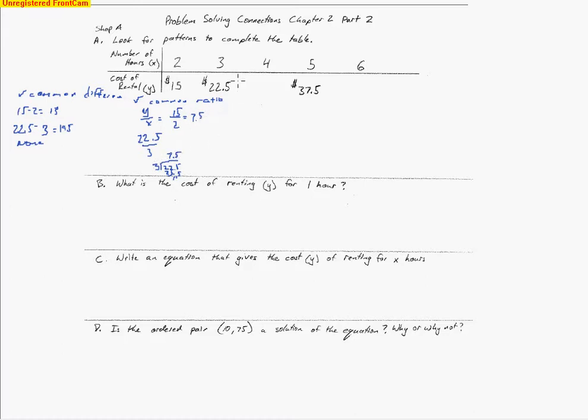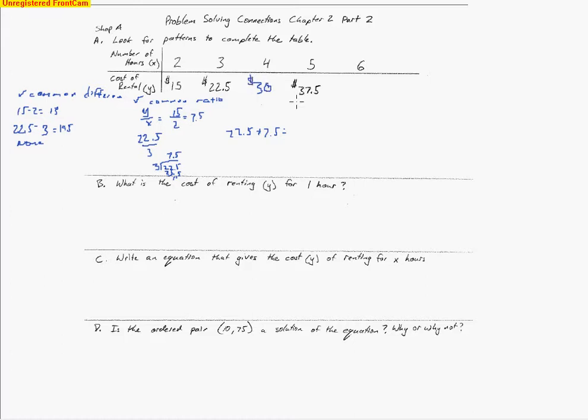So it looks as though all I have to do is count up another 7.5. So because I'm just going up 1 unit, I could just do 22.5 plus another 7.5, and that's going to give me the value for 4. So when I add those two together, the 0.5s make a whole, and 22 and 7 make 29, so this would be $30 for 4 hours.